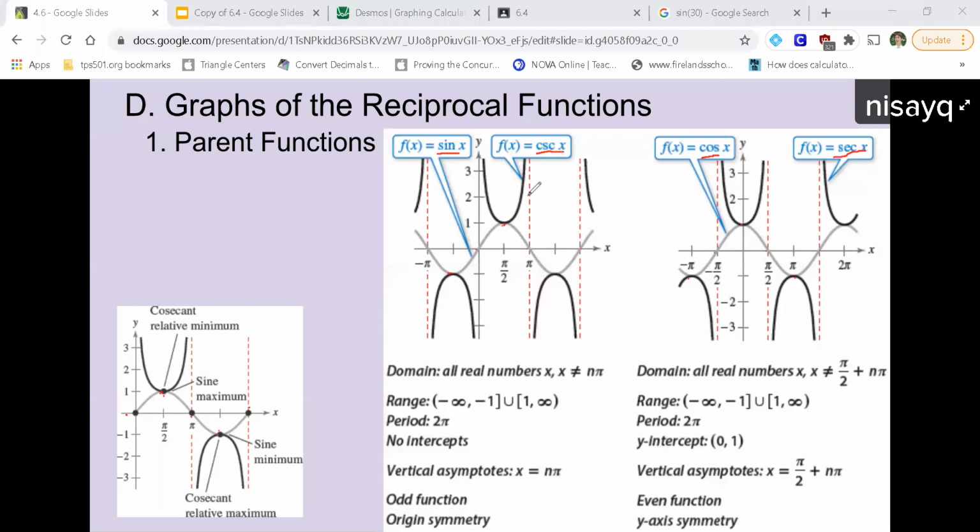Its period is also 2 pi, just like sine is. It will never intercept the x-axis. It has vertical asymptotes, again, on all the intercepts. And it is also an odd function. If you rotate it 180 degrees, it will land on top of itself. Secant is still an even function. If you reflect it over the y-axis, it will land on top of itself.